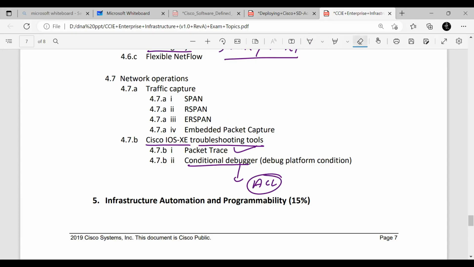We lost connection there. Just lost a bit of connection. We are at network operations.